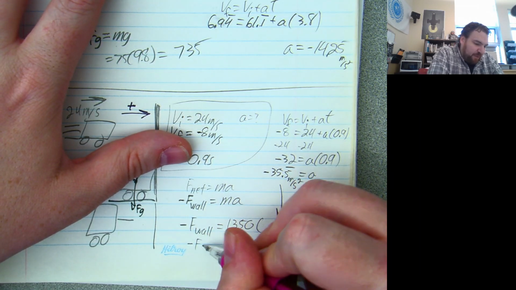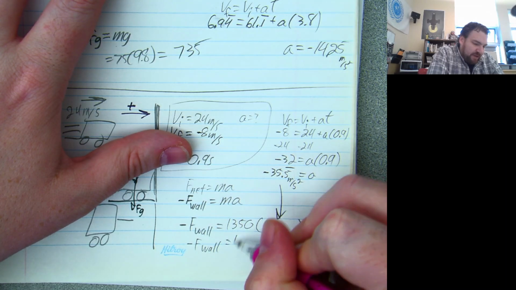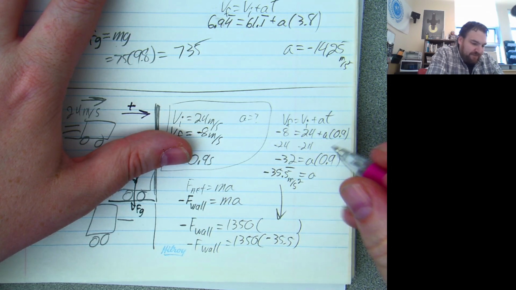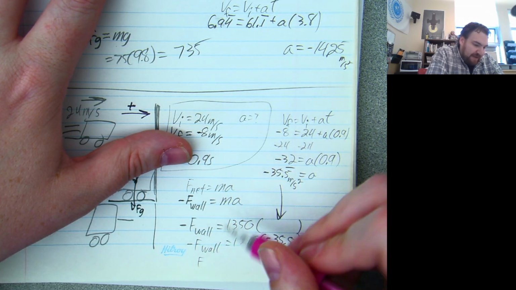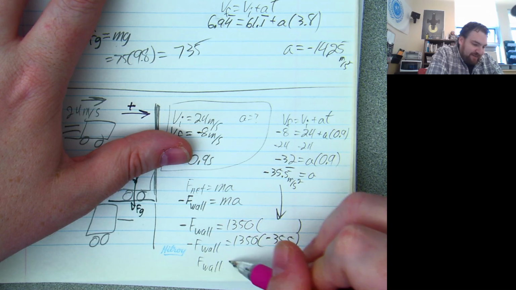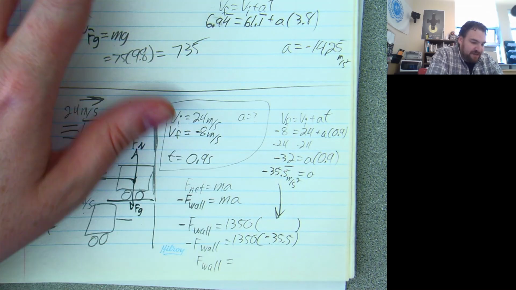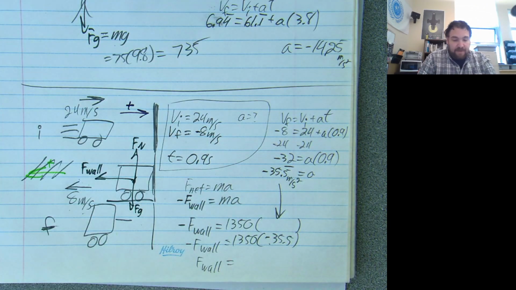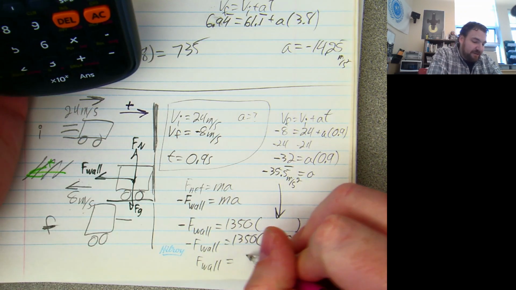So negative F wall is going to equal 1350 times negative 35.5. So I'm going to multiply both sides by negative 1 to get rid of these two negatives. And you're going to find that the force from the wall is going to be 1350 times this. Oops. I added a bracket where I should not have added a bracket.